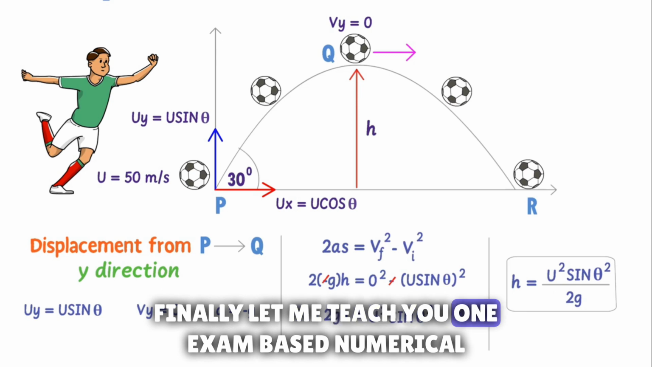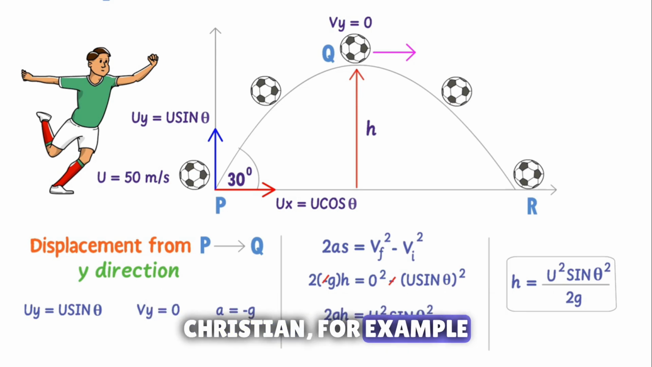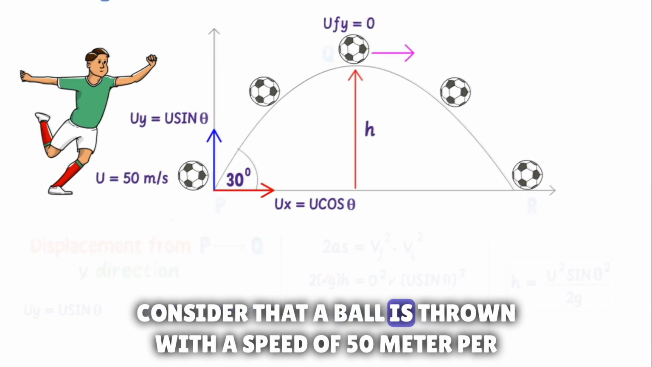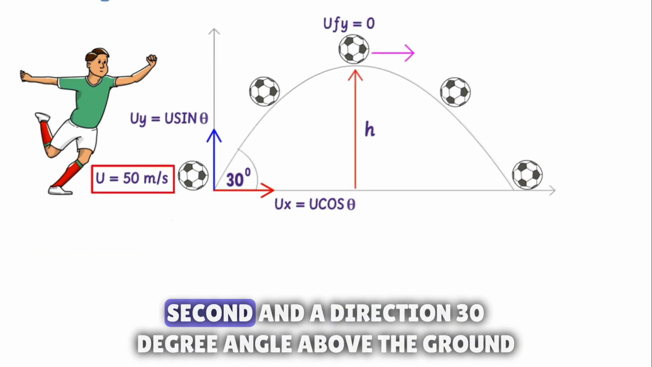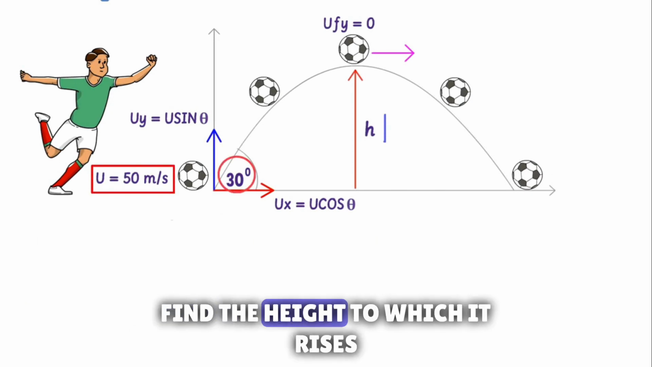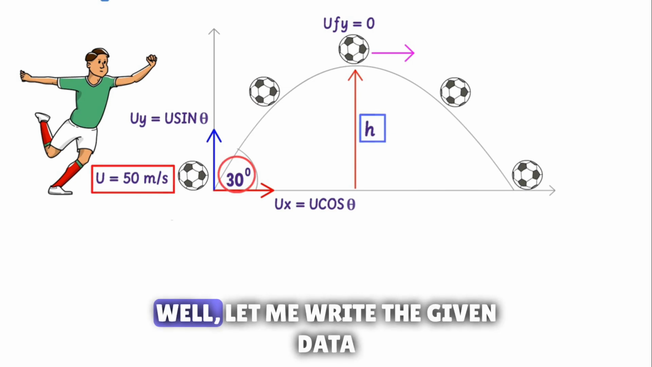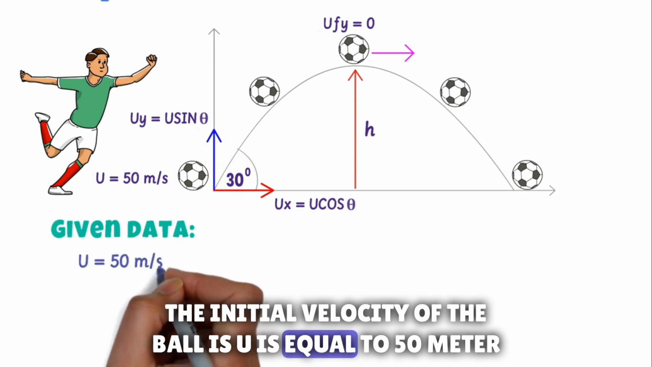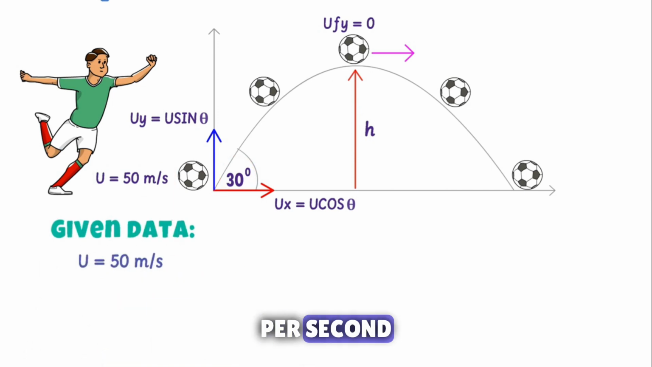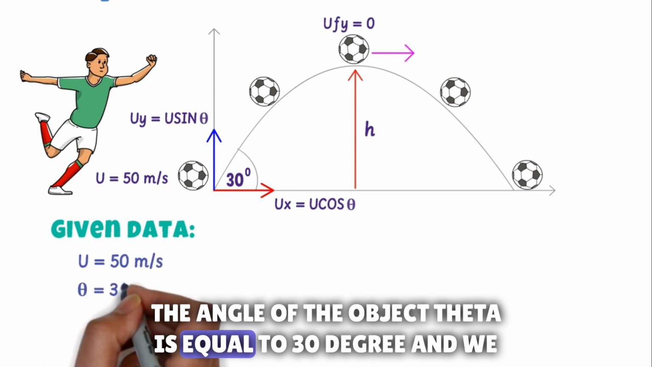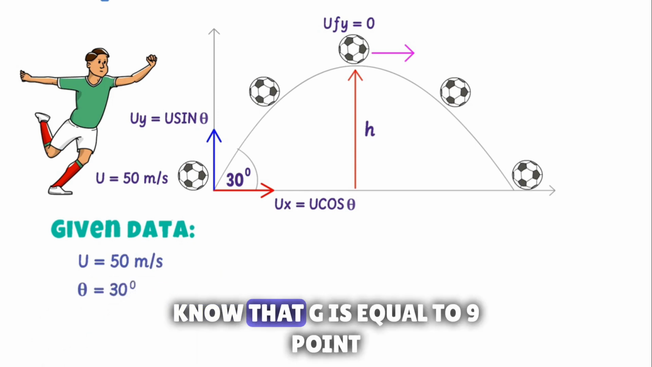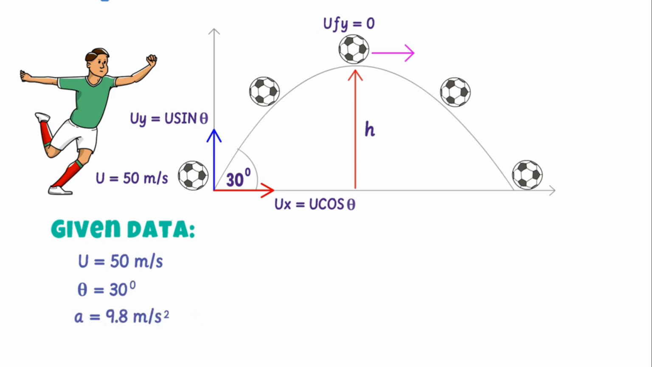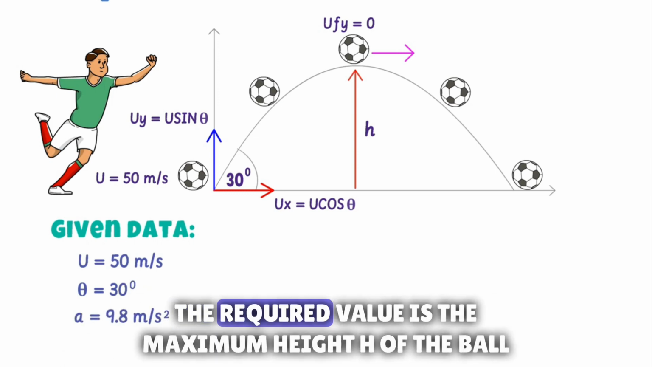Finally, let me teach you one exam-based numerical question. For example, consider that a ball is thrown with a speed of 50 meters per second at a 30-degree angle above the ground. Find the height to which it rises. Well, let me write the given data. The initial velocity of the ball is u is equal to 50 meters per second. The angle of the object theta is equal to 30 degrees. And we know that g is equal to 9.8 meters per second squared. The required value is the maximum height h of the ball.